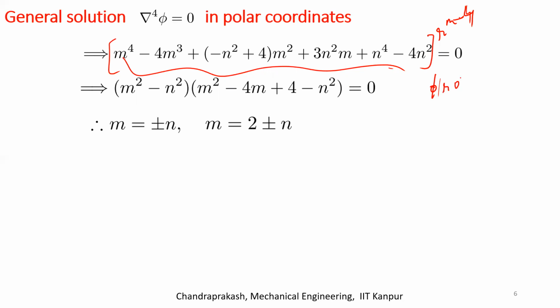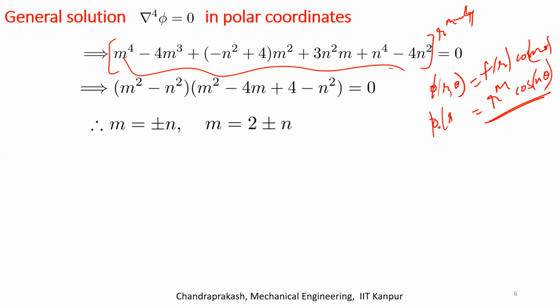We had phi of r theta is f of r times cosine n theta. This n came from there. And we said f of r is r power m. So this is the solution which we were seeking.